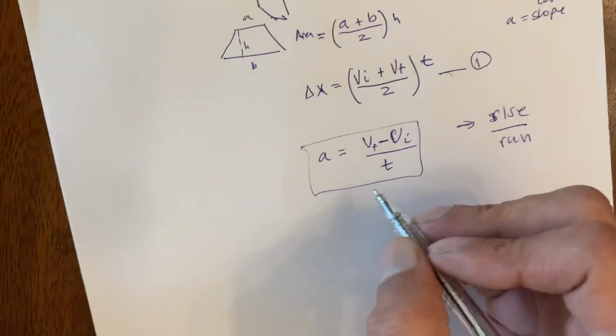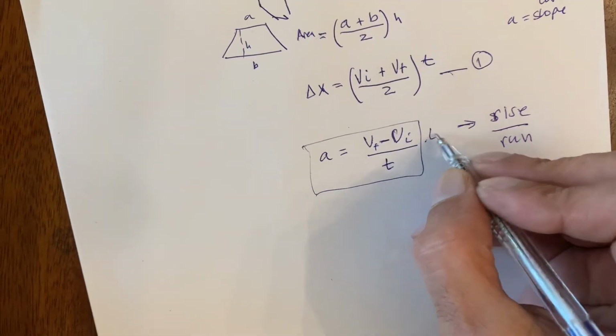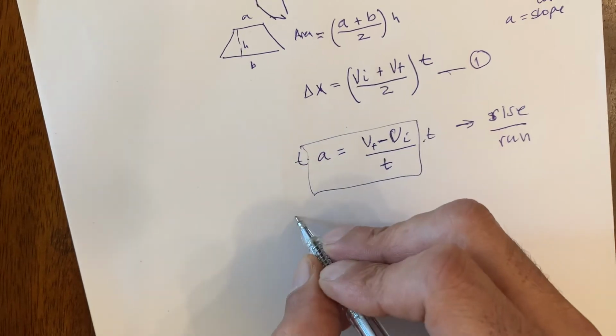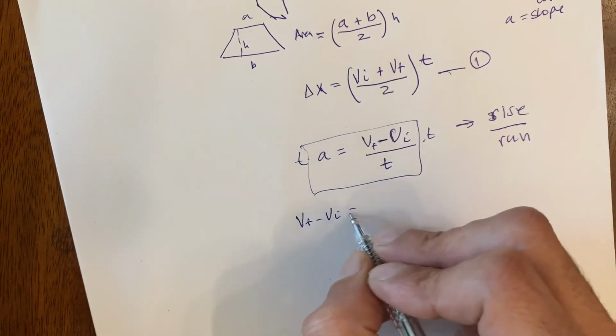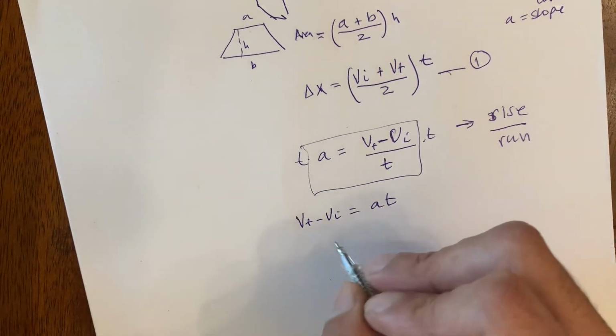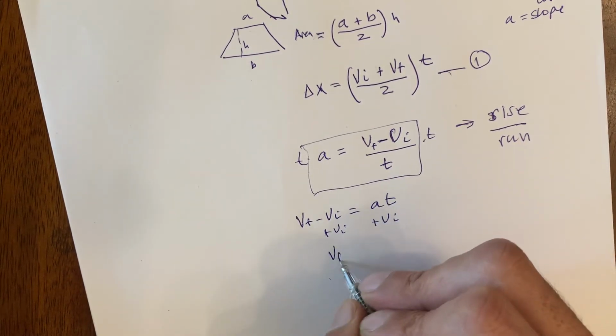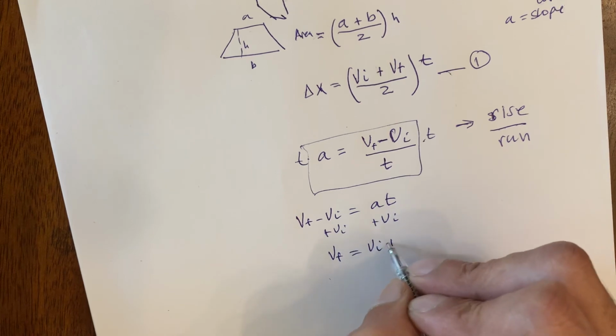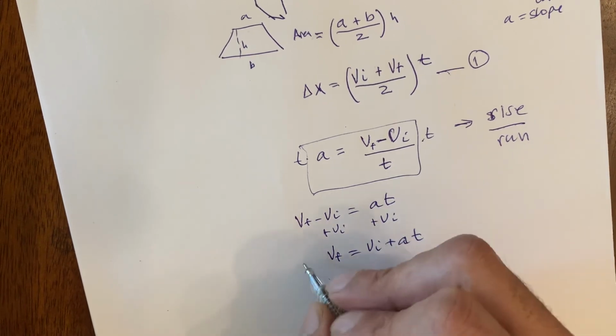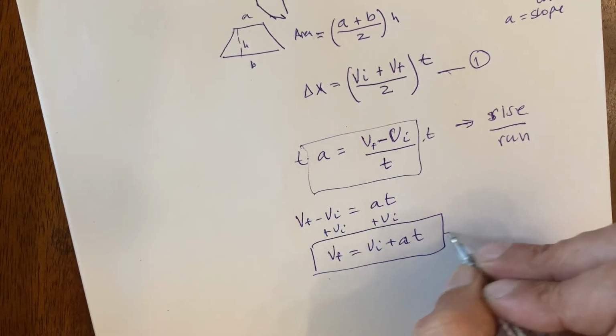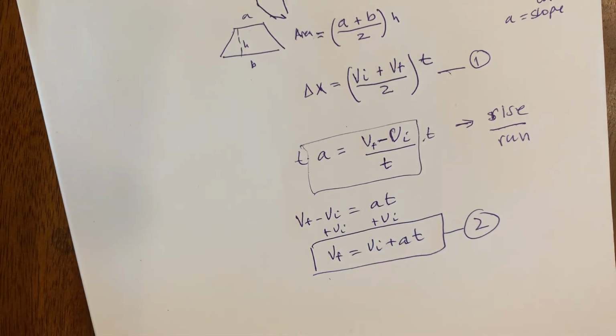So right here, I'm going to take this equation and multiply both sides by t. So I have Vf minus Vi is equal to A times t. And then I'm going to add Vi to both sides. And voila, I get the second kinematic equation right there, number 2.